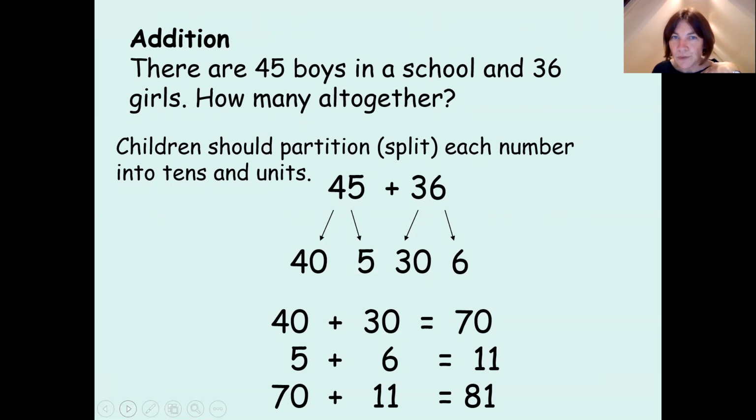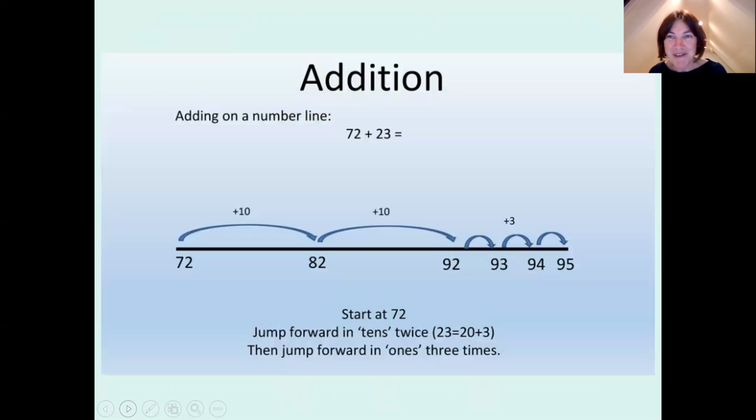How many altogether? So the children will split each number into the tens and units. So I've got 40 and 5, 30 and 6. I put the tens together, so I've got 70, and then I put the 5 and 6 together, and I've got 11. And then the 70 plus a 10 plus a 1 is 81. And with all their work on counting in tens and counting in ones, that begins to come naturally, hopefully.